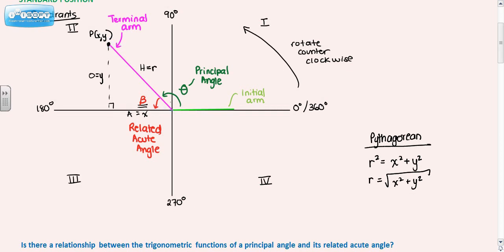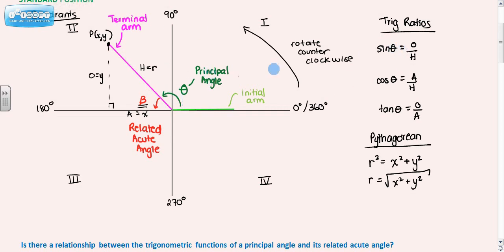Now, recalling that this unit deals with the trig ratios, you know the trig ratios as: the sine of an angle is equal to opposite over hypotenuse, the cos of an angle is equal to adjacent over hypotenuse, and the tan of an angle is equal to opposite over adjacent. But as you can see, the angle that we're concerned about, the principal angle, doesn't have a right-angled triangle. Instead, the related acute angle has a right-angled triangle. And it turns out that if I can figure out the trig ratios of this related acute angle, it's going to be the same as the principal angle.